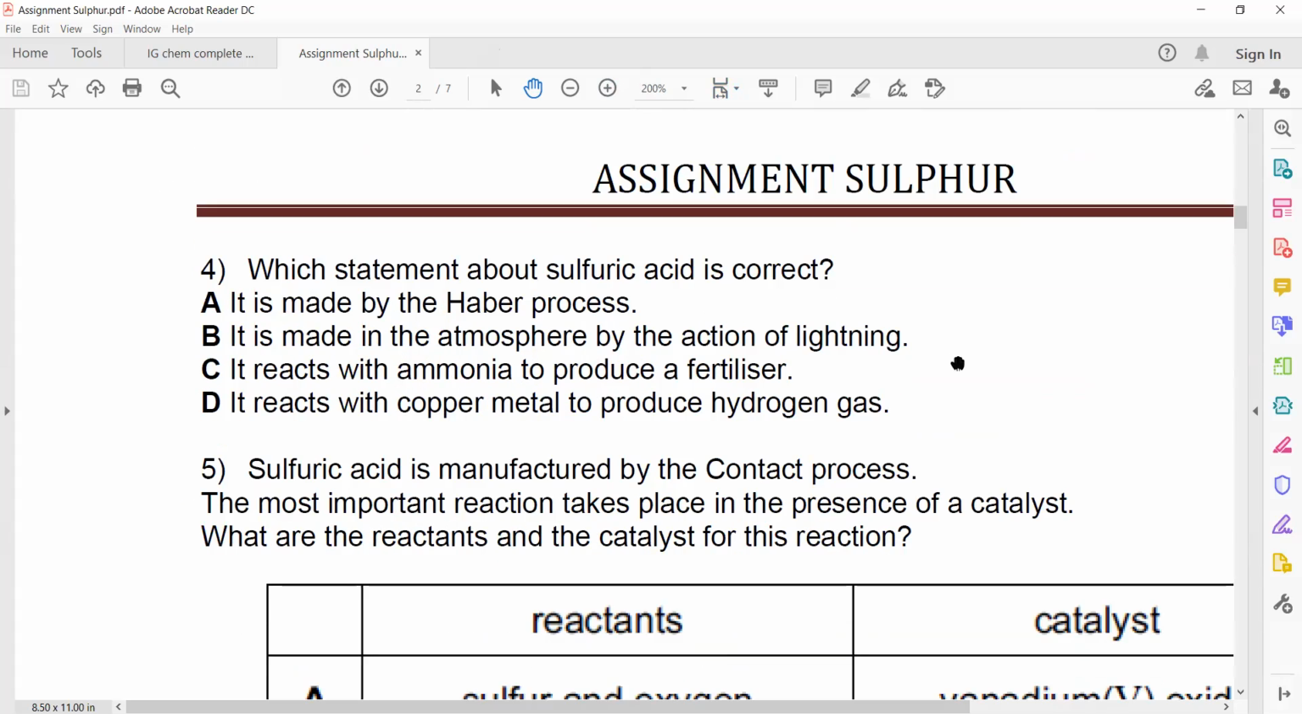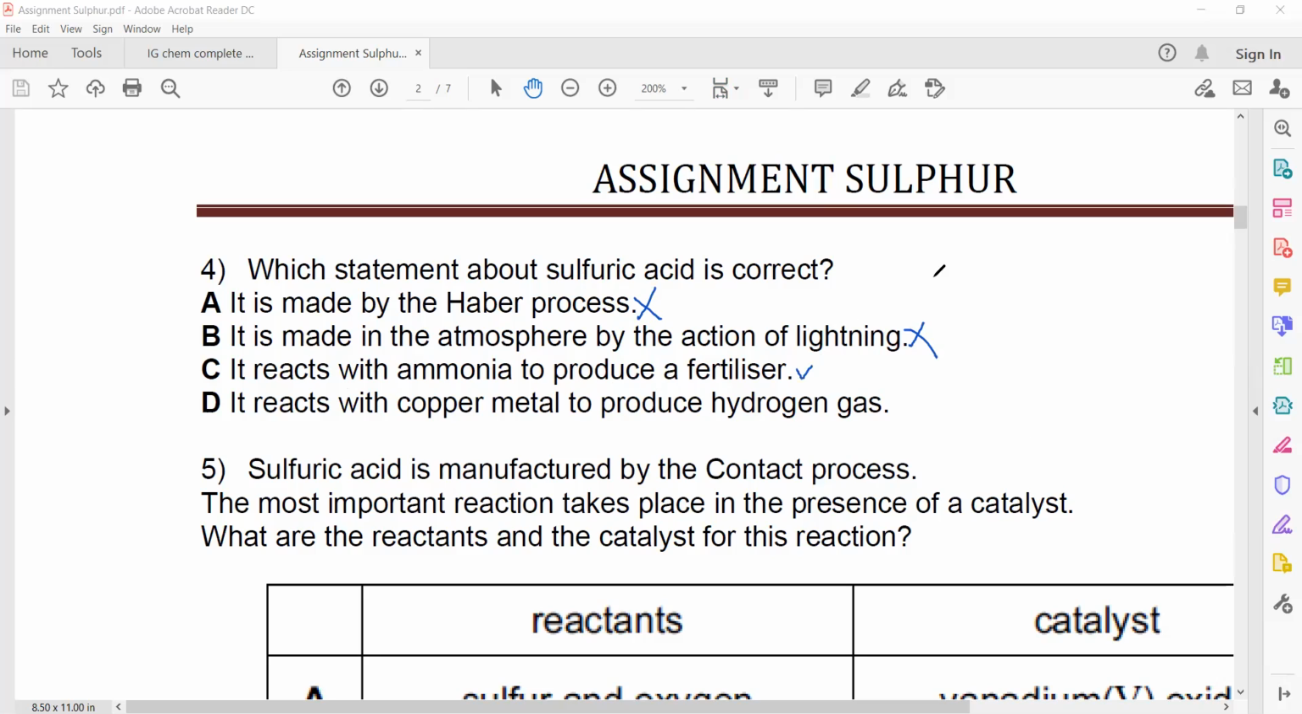Which statement about sulfuric acid is correct? Look, manufacture, it is made by Haber process. That's wrong. That's a manufacture of ammonia. Ammonia is manufactured by a Haber process. It is made in the atmosphere by action of the lightning. Basically, lightning will produce oxide of nitrogen, and when oxides of nitrogen mix with water, it will form nitric acid or nitrous acid. It react with ammonia to form fertilizer.